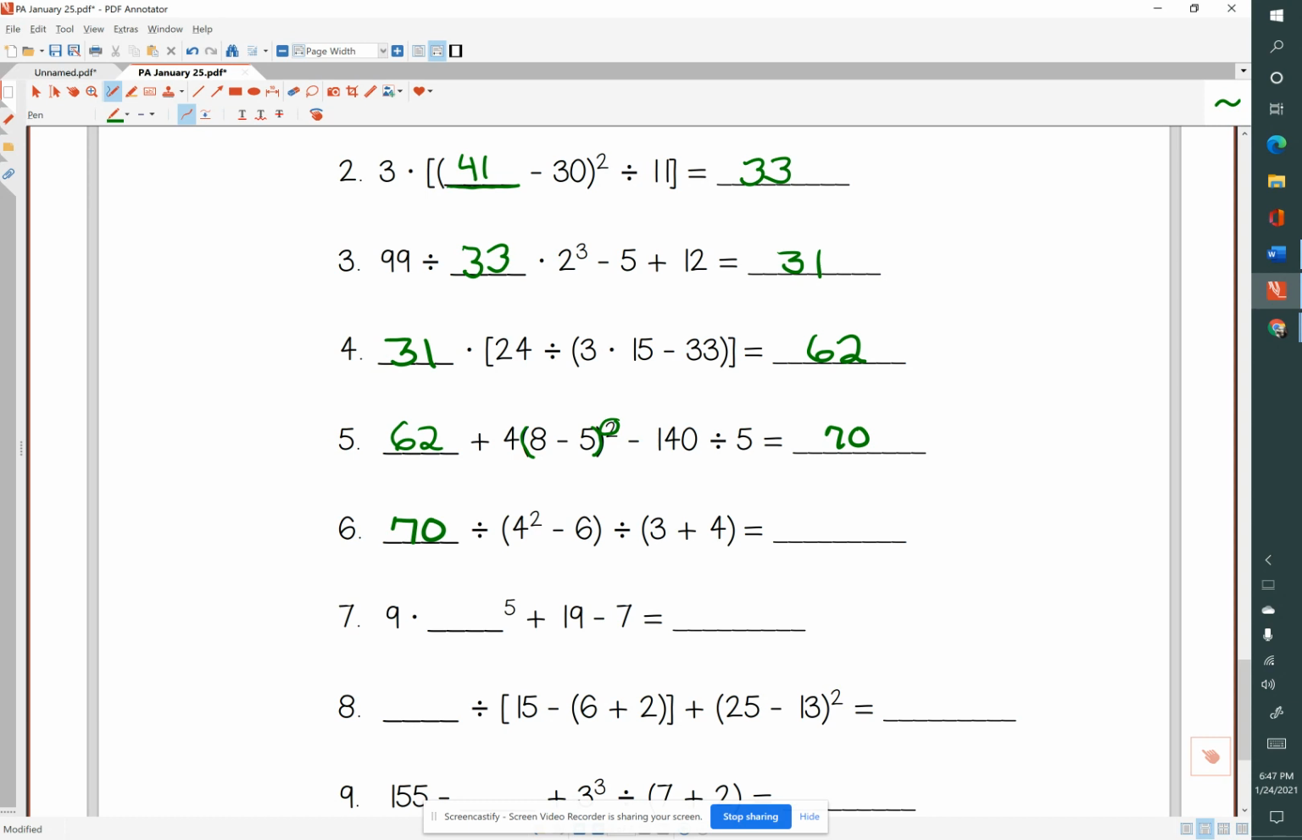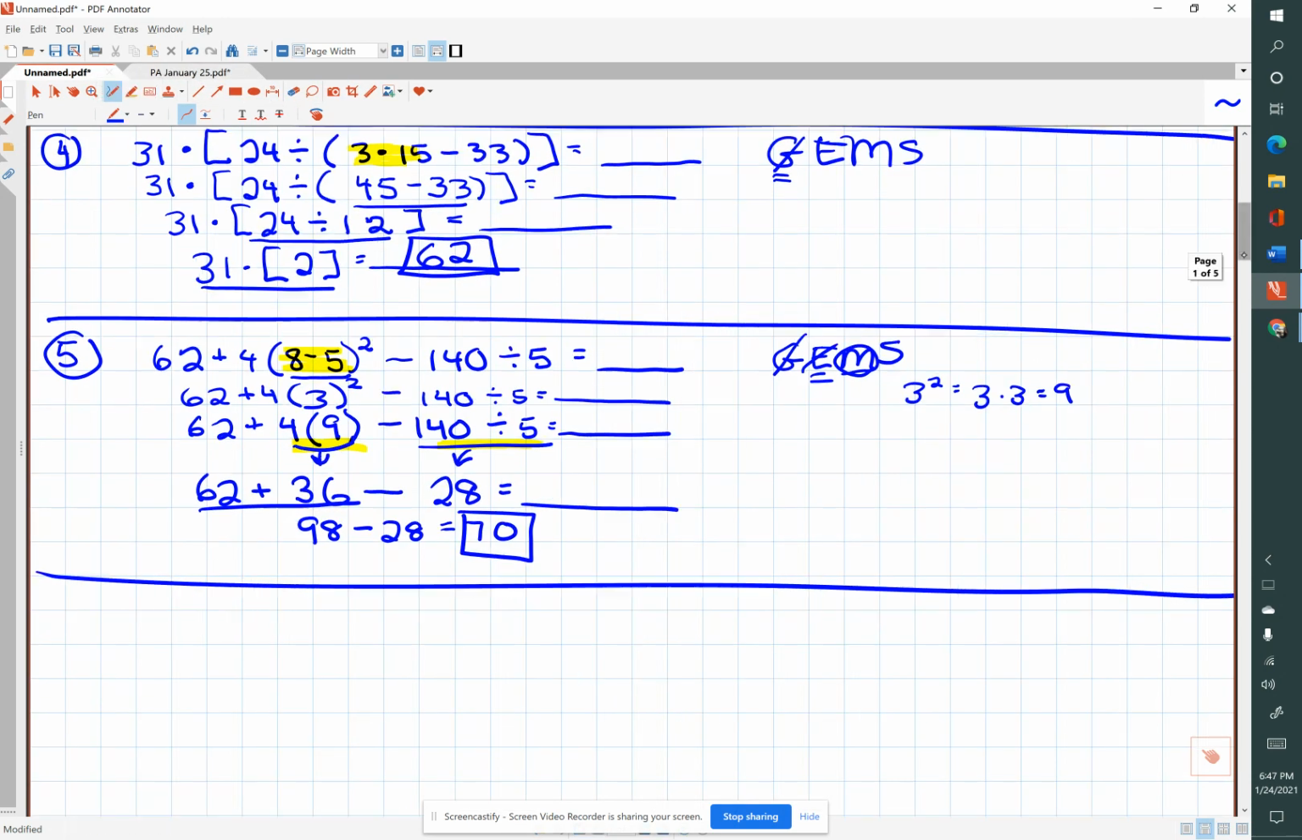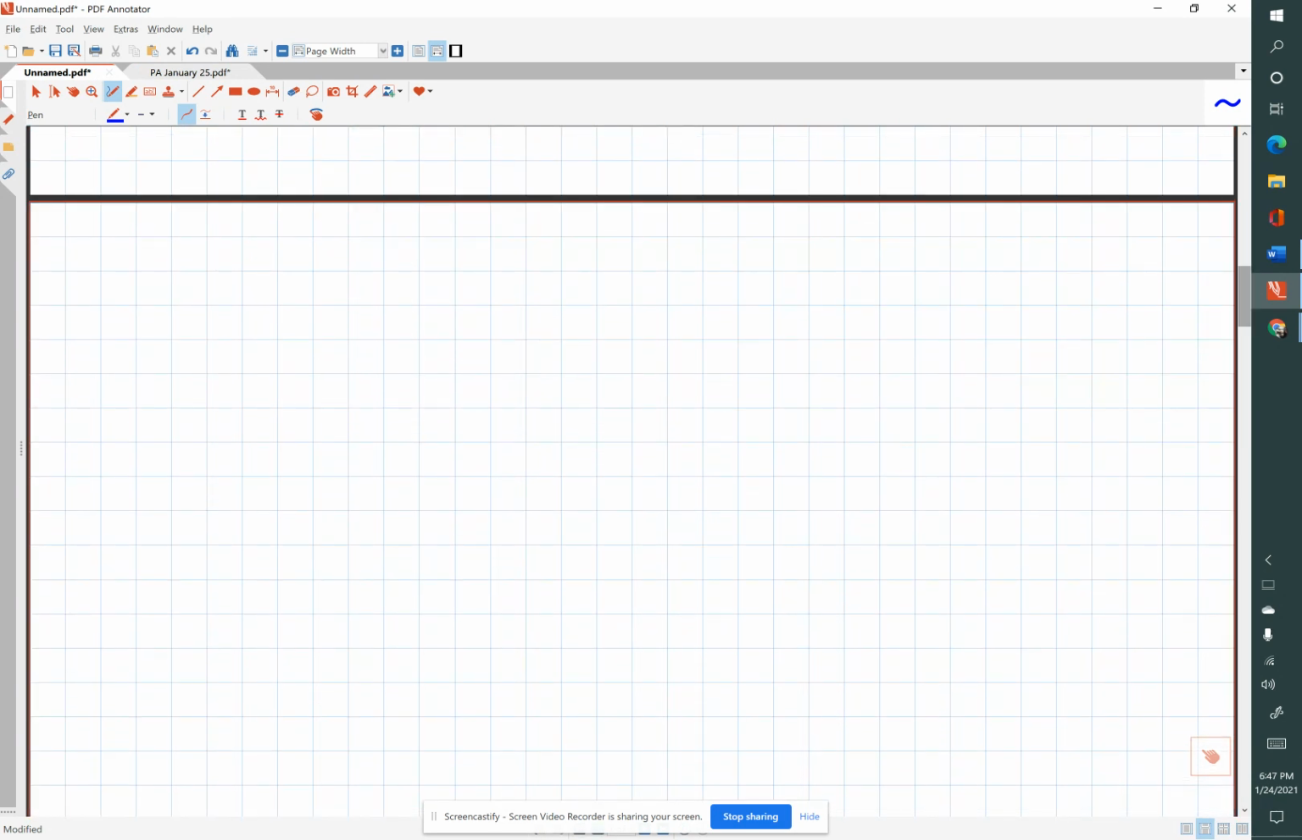Okay, we're halfway through. I hope you're trying them on your own before you just listen to me. So let's go back to our scrap paper or our notebook paper. I'll start a new page, maybe a new color. How about this color? And this is number 6, which is 70 divided by the quantity of 4 squared minus 6 divided by 3 plus 4 equals.